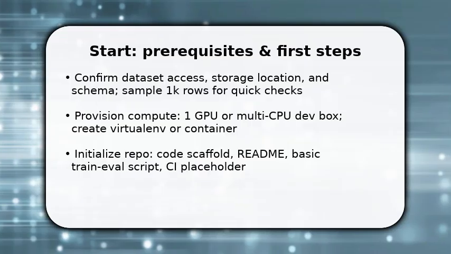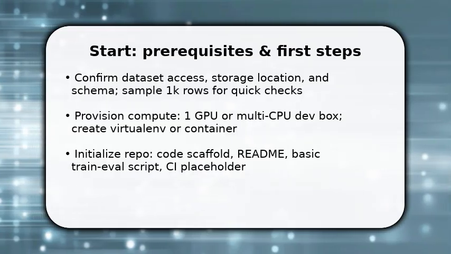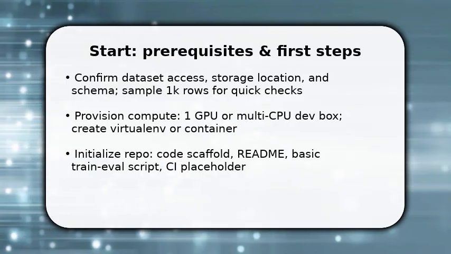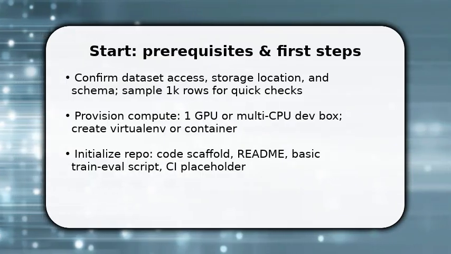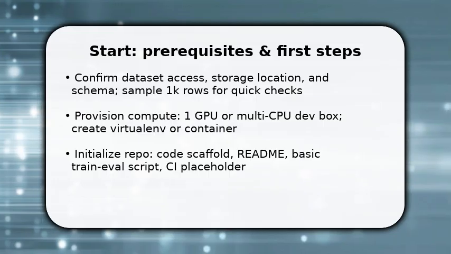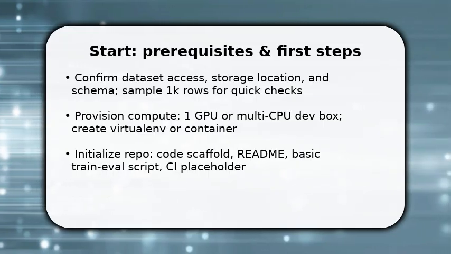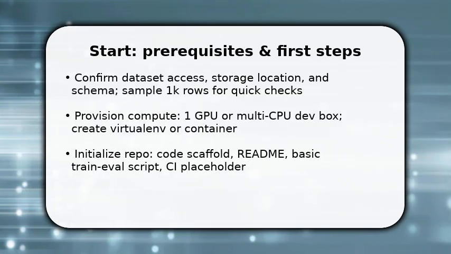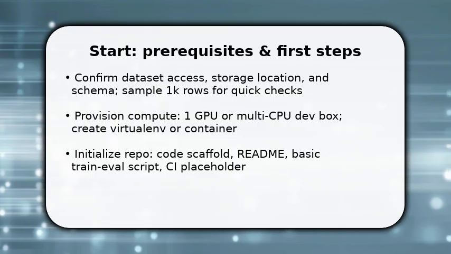You begin by securing three essentials: data, compute, and reproducible environment. First, inspect a representative sample so you catch schema issues early. Once done, provision a development machine, one GPU or multi-CPU, and set up a virtualenv or container to lock dependencies.